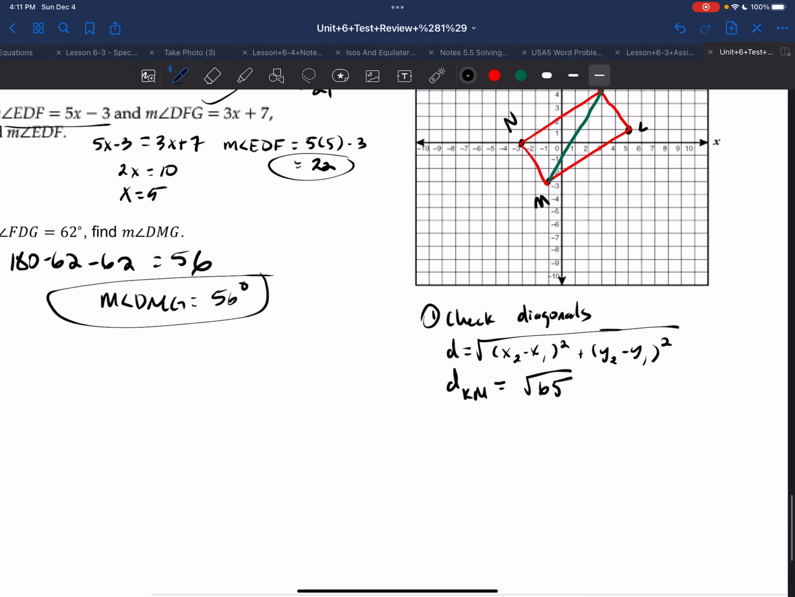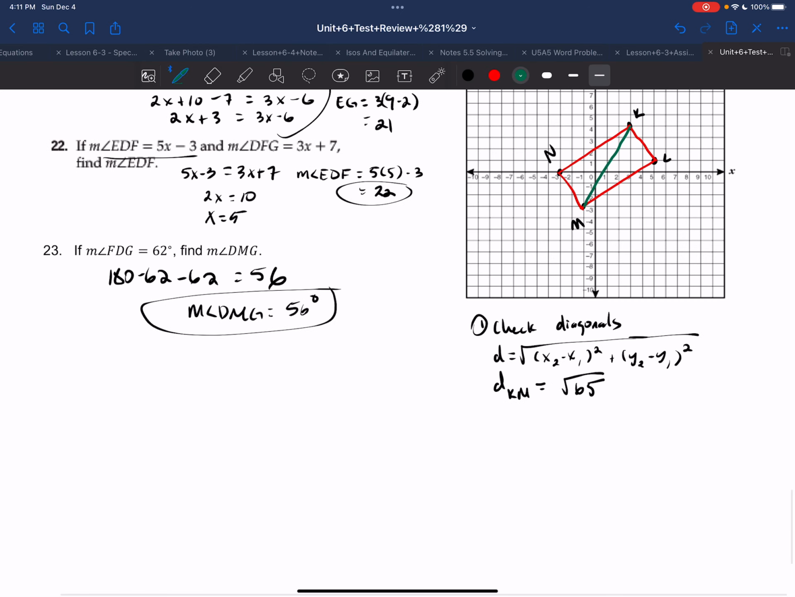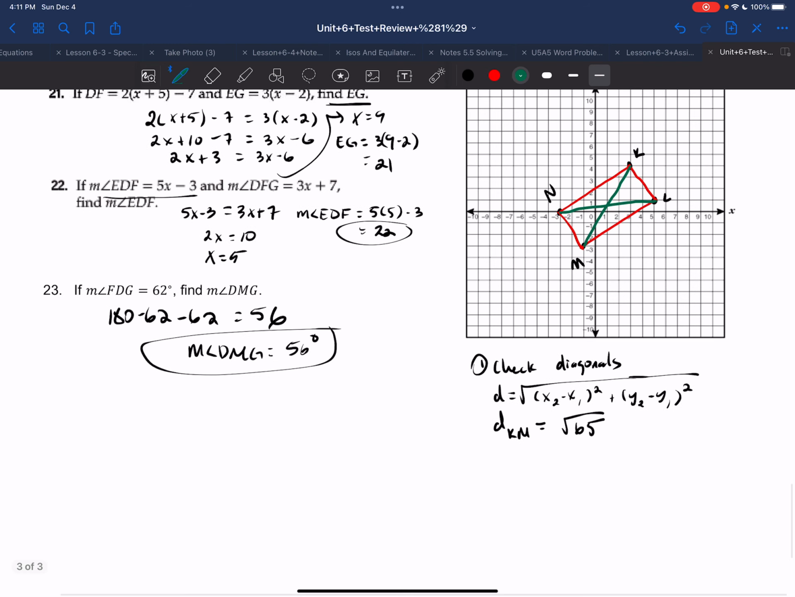Okay, so now, once you're done with that, you're going to go ahead and plug in the values of N and L. So d of NL. And if I use the points and plug into the distance formula for NL, you're going to get the square root of 65. Okay? So, since the diagonals are congruent, this could be a rectangle or a square.